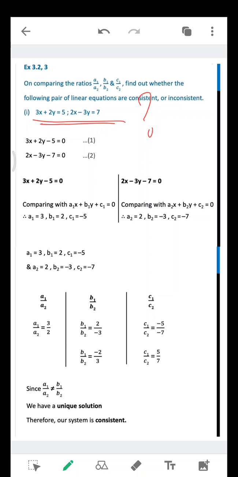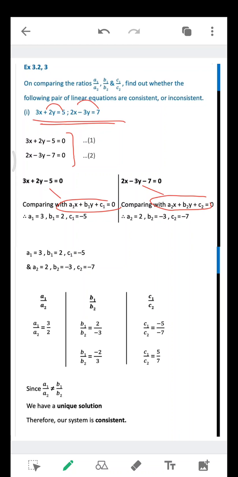So these are the two equations given to us in the question. 3x plus 2y, I'll bring that 5 to the left to make it in standard form, and 7 to the left, it will become 2x minus 3y minus 7. I said in the beginning of the chapter, the general form of a pair of linear equations is a1x plus b1y plus c1, and a2x plus b2y plus c2. So I'll compare the first equation with this and the second equation with this.